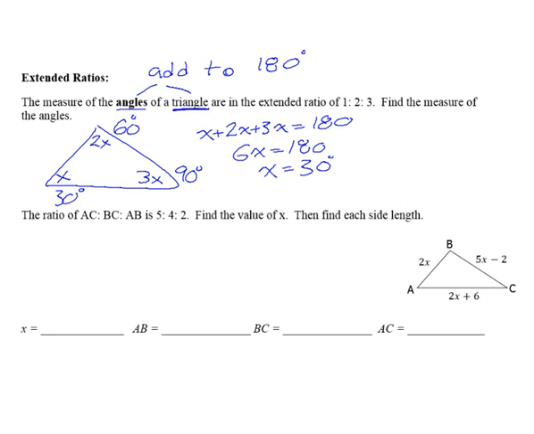In the next one, it says the ratio of AC to BC to AB is 5 to 4 to 2. Find the value of x, and then find the length of each side. So similarly to the angle problem, now remember, sides don't add up to 180. So all we're going to do is we're sort of going to buddy up a number to a side. So side AC gets a 5, kind of next to it. Side BC gets a 4 next to it, and side AB gets a 2 next to it.